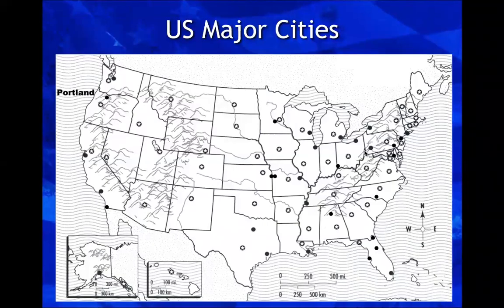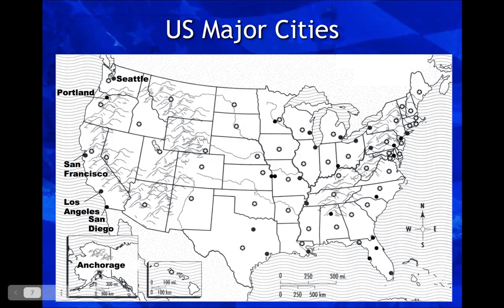Okay, so the first of our major cities is Portland, and that's right there in Oregon. And then the second is up here in Washington, and that is Seattle. Then we have San Francisco in California. That's this one right here. Los Angeles, also in California, right there. I think it's the biggest city in the country. And San Diego, right there on the border with Mexico.